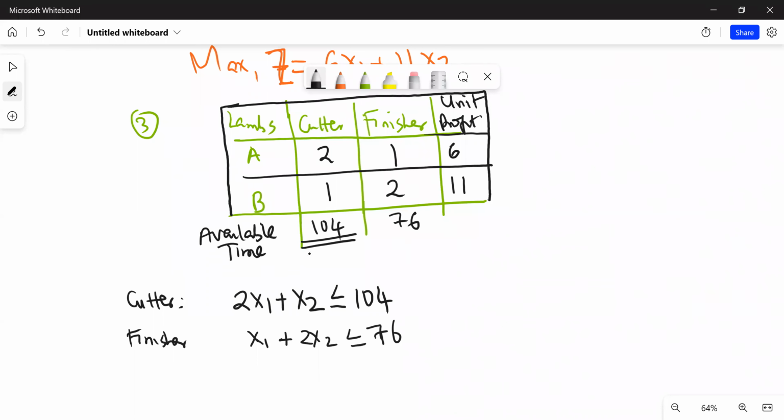And you realize that those are the only resources that we have: cutting time and finishing time. There is no other. In the earlier question, there was an issue of demand. Here we don't have that. So here we are only having one resource, the machine: the cutting machine and the finishing machine. Once we are done with that, we need now to write down our non-negative restriction, non-negative constraints.